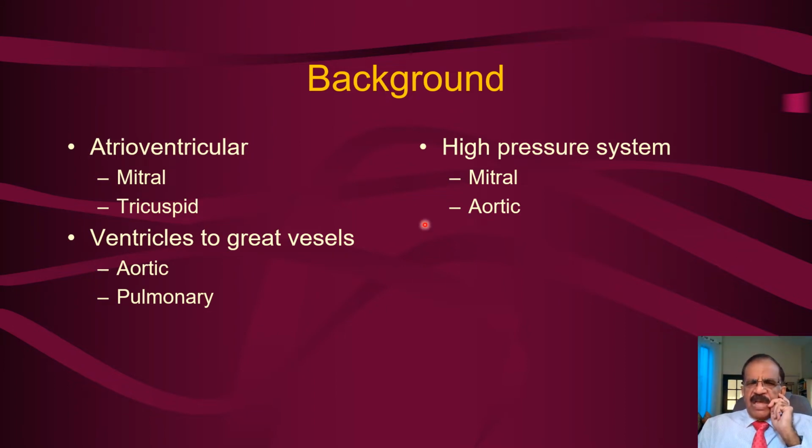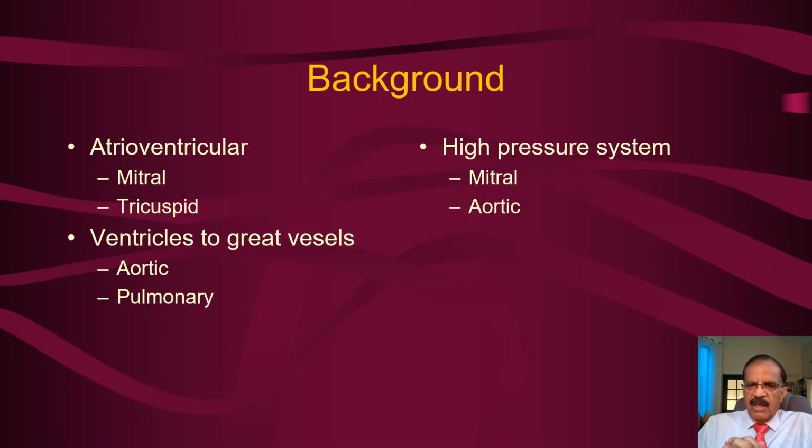Then we have another way of looking at the same thing: the high pressure system. Of course, the left-sided system is high pressure because that supplies blood to our entire body, our brain, our muscles, our legs and arms. So left-sided pressure is a higher one. Mitral and aortic belong to the high pressure system. Now, why is it important to classify them like this? Because these high pressure system valves are somehow more prone to be damaged.